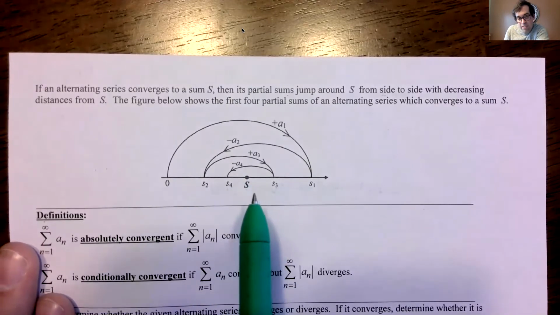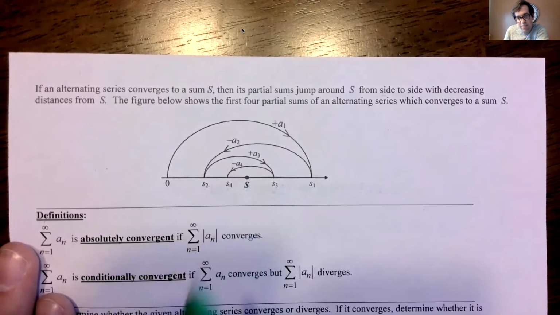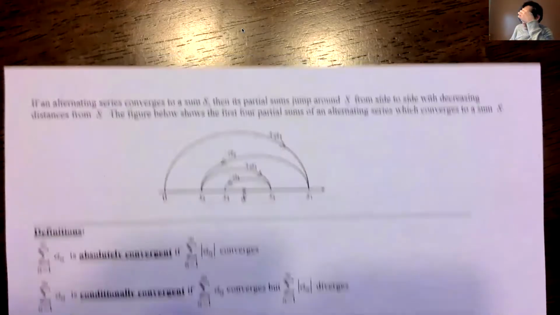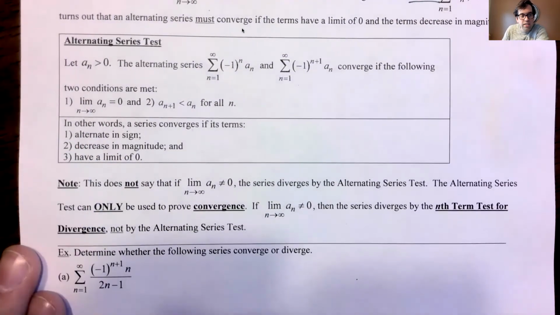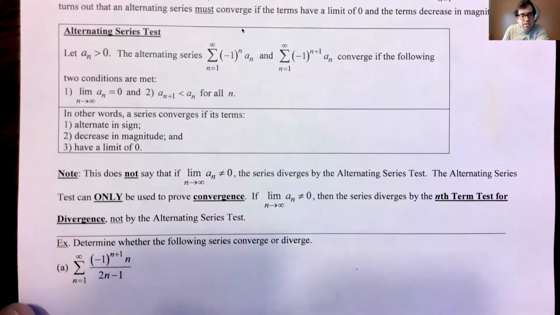I can explain it in more detail at some point if you ask, but that's what we're working with here. So now we're just going to assume that this is true. So we're going to check these 3 things, and if all 3 are true, then this series converges.